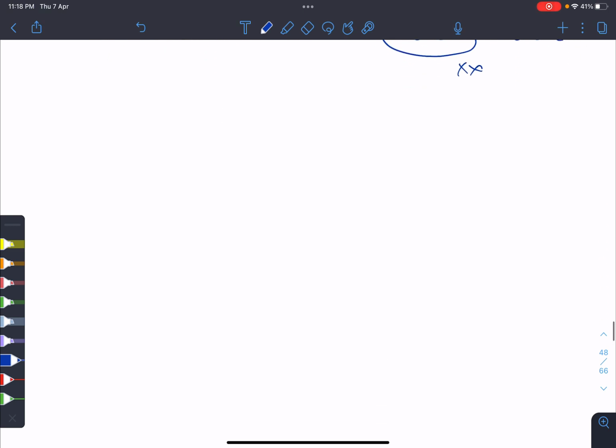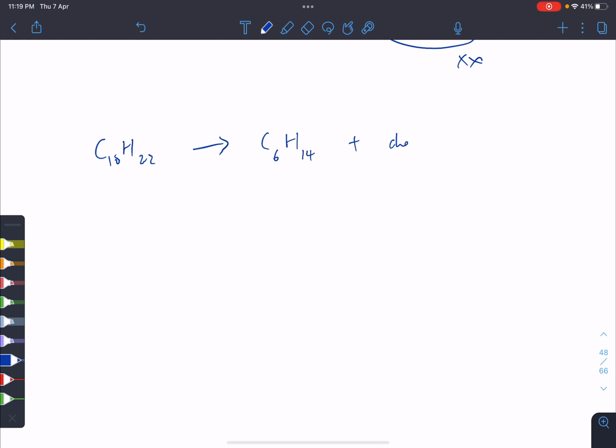Oh, very easy one. Let's say I have C10H22 undergoing cracking, and I tell you that it gives C6H14 plus chemical Y. Then I ask, can you tell me what's the identity of Y? Then you go like, huh? What's happening? Don't panic, because this is an equation, and an equation must balance. In this case, one C10H22 gives one C6H14 and one Y. So what must Y be such that the number of carbon is balanced and the number of hydrogen is balanced?